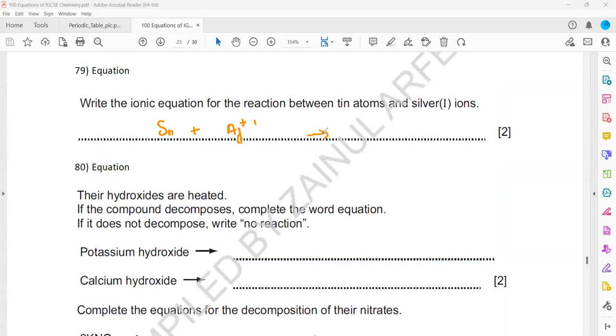How do you know the valency of tin? Actually, I cropped these equations, but the valency of tin was given in the question. It was given that tin is +2, so you don't have to memorize that. So it will form tin 2+ and an Ag atom. But because tin is losing 2 electrons, we need 2 silver ions to take those 2 electrons.